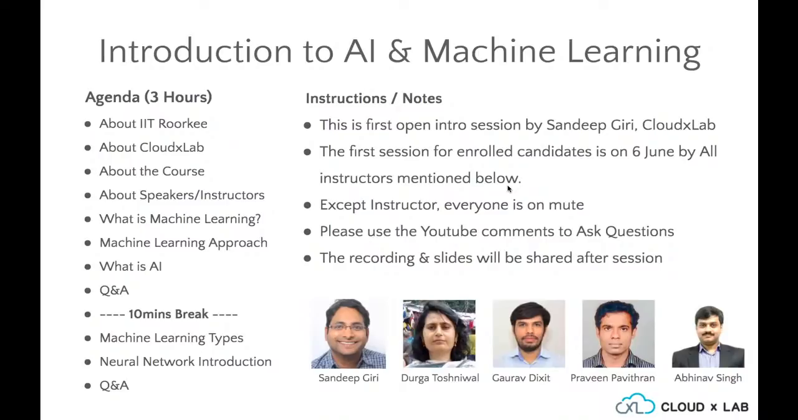First, we are going to discuss briefly about IIT Roorkee, CloudX Lab, about the course, and we will also briefly introduce the instructors for the course, and I'll introduce myself as well. And then we are going to talk about what exactly is machine learning, what is the difference between machine learning approach and general approach. In the meantime, we'll also discuss a couple of concepts like big data and IoT. During the machine learning itself, we are going to talk about how the dots connect.